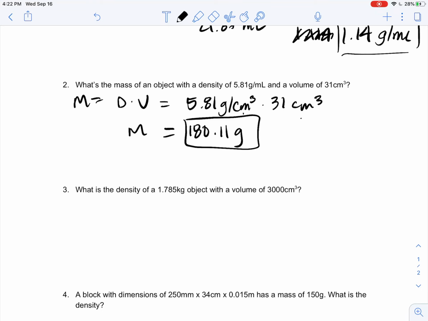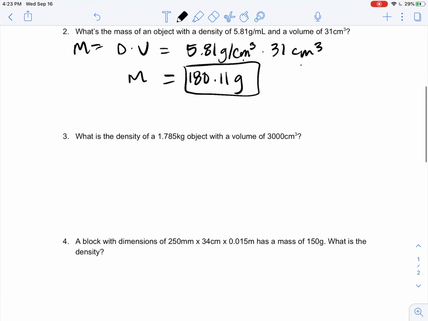Cool. Sometimes you have to convert. We talked about conversions in the last lecture, and you're not always given the right information. You have to maybe convert them to something better. So here's an example of something like that in number 3, where it says it's a density of a 1.785 kilogram object with a volume of 3,000 centimeters cubed.